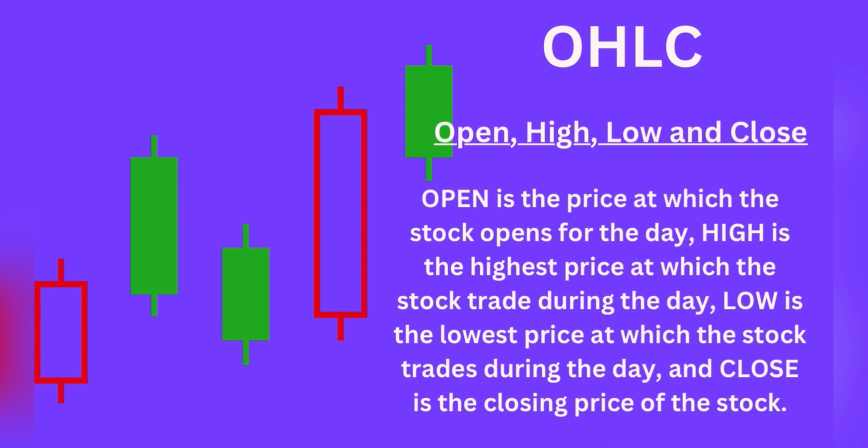Another commonly heard term is OHLC. Open, high, low, and close. Open is the price at which the stock opens for the day. High is the highest price at which the stock trades during the day. Low is the lowest price at which the stock trades during the day. And close is the closing price of the stock.